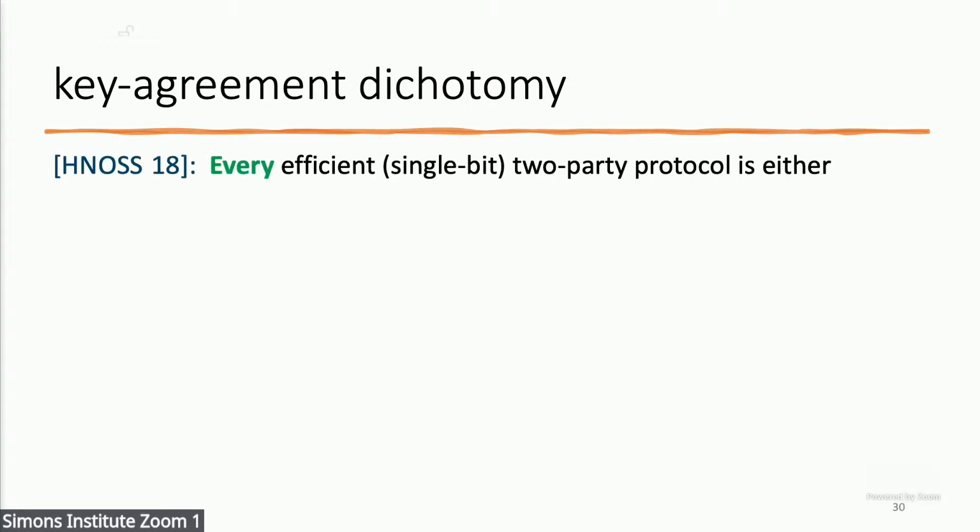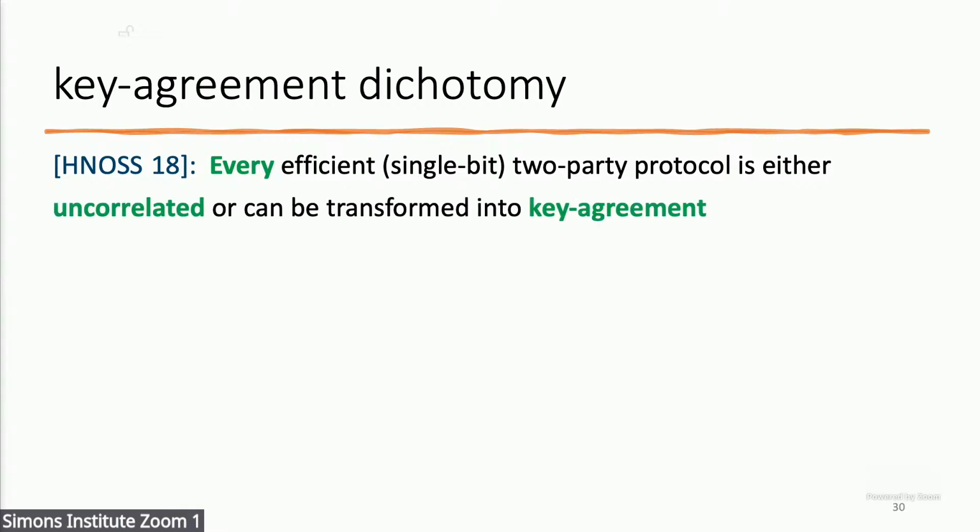And the answer, with Judd and Kobe and Eran and Ronen, is no. Every efficient single bit two-party protocol is either uncorrelated, totally not useful from a cryptographic point of view, or it can be manipulated to get key agreement. It's very similar to the dichotomy of Impagliazzo and Luby. Outside of Minicrypt, you have creatures that are either not interesting or as strong as key agreement. So maybe a good name for non-Minicrypt is key agreement crypt. Not public key, but key agreement crypt in some sense.